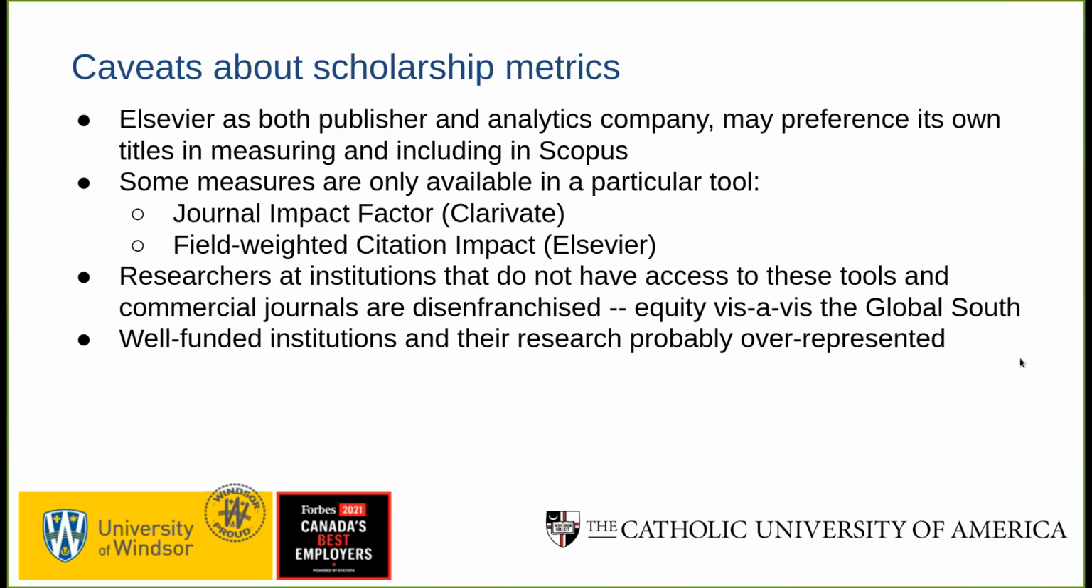One might ask Elsevier, as a publisher of over probably 3,000 journals these days, and also an analytics company, I wonder if they might preference their own titles for inclusion into Scopus. Probably so, right? Some of these measures are only available in one or two products. And if you don't have access to those products, you're not going to be able to take advantage of those.